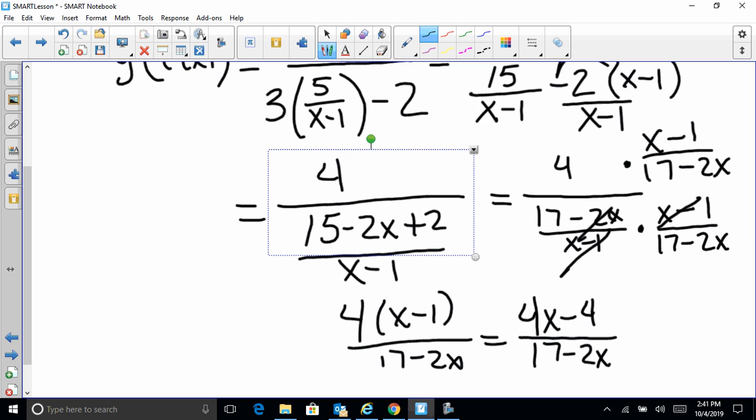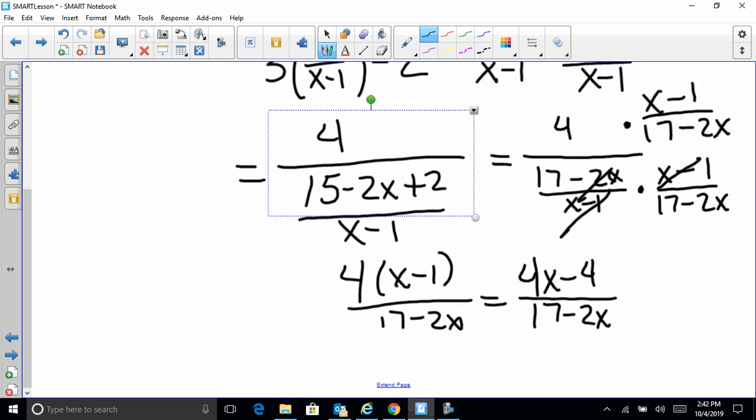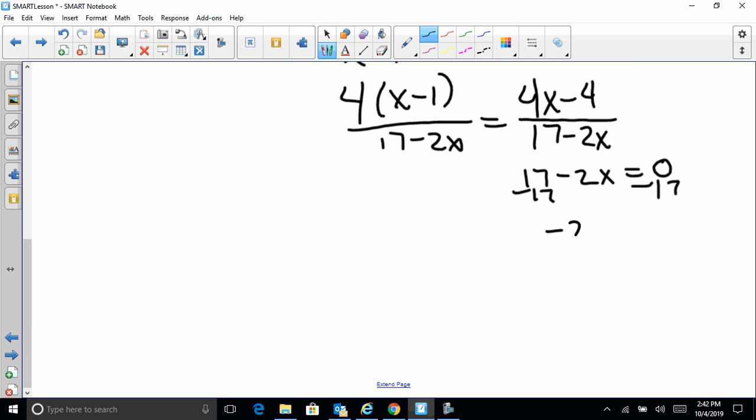So I'm looking for restrictions, more restrictions. We already had one restriction way up here. Remember we had that restriction, x cannot be 1. Now to see if there's another one, if you can't see it, you've got to set it equal to 0 and solve. X cannot be 17 over 2, because if it is, then our denominator will be 0.